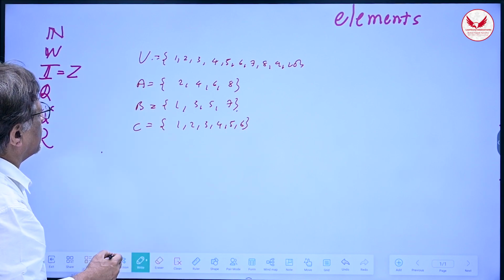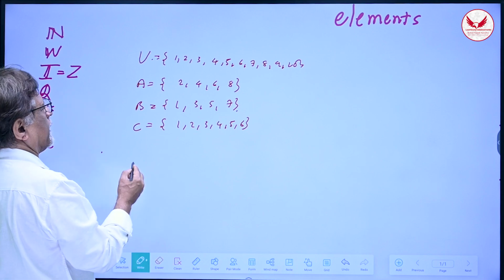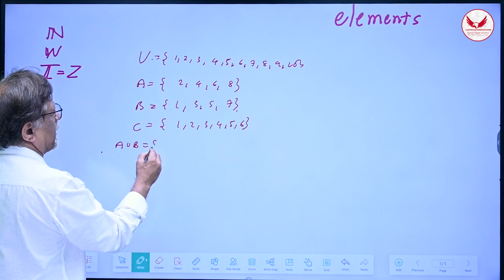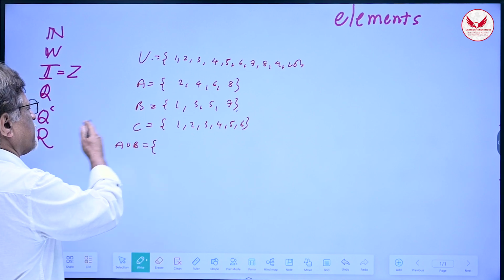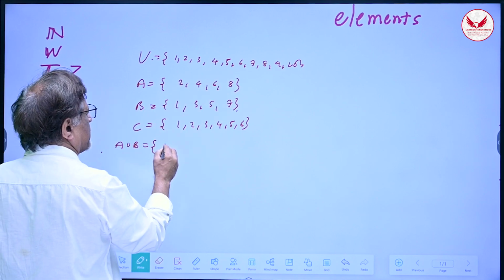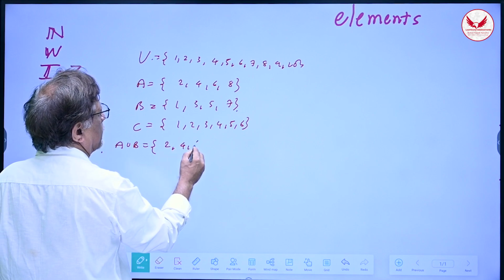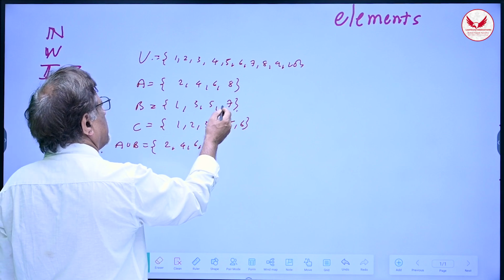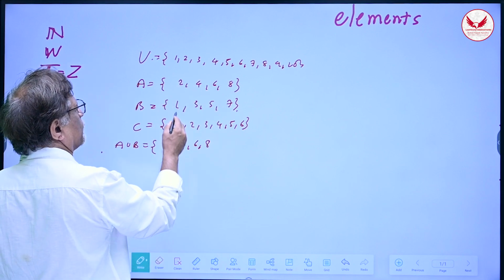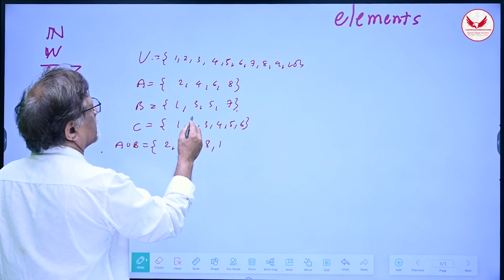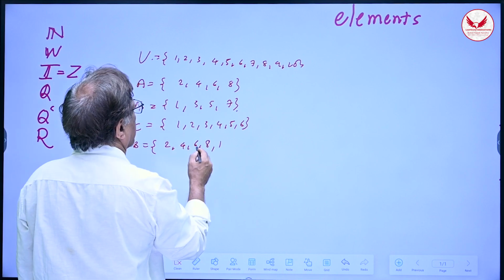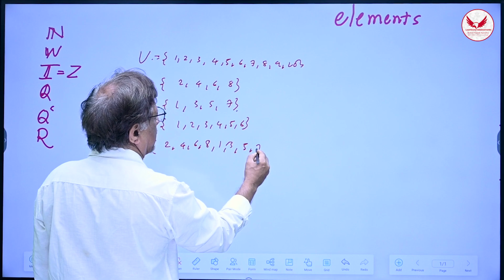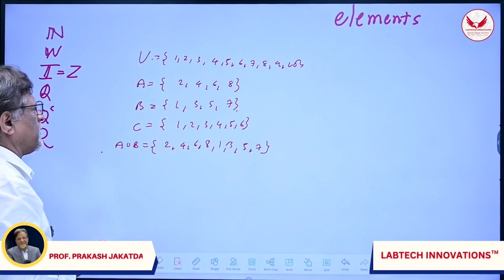Okay. And now suppose I want to find out A union B. So what will be A union B? Straight away write all the elements from A first. So 2, 4, 6, 8. And then write the elements of B which are not already included. So 1 was not included, so 1, right? 2 is already included, so 2 cannot be written, 3 is there, right? Then 5 is there and then 7 is there, right? So this is A union B.